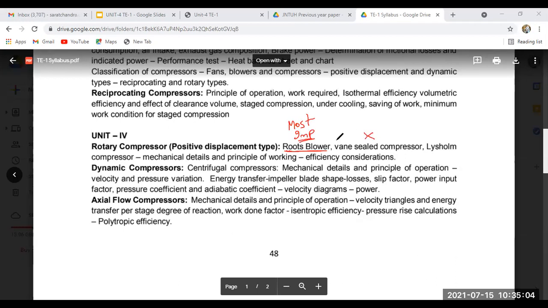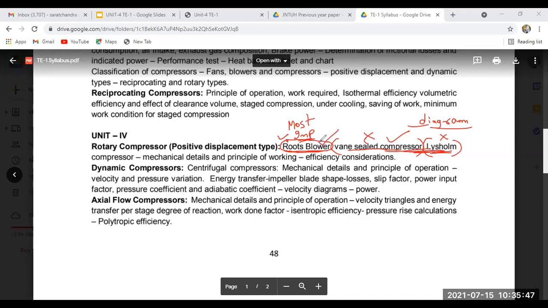They have never asked any question regarding the vane sealed compressor. They have never asked anything regarding the Lysholm compressor. So yesterday we completed the working principle and efficiency calculation of the root blower compressor, and 2 problems related to it. Today we will start the vane sealed compressor, and if time is there, I will complete the Lysholm compressor also. From these 2 types of compressor, there is no problem. Only a diagram you have to draw and some working principle you have to write. That's it. It is not that important.